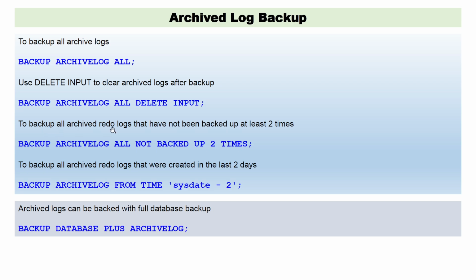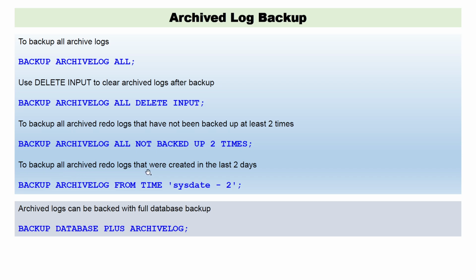To backup all archive logs that have not been backed up at least 2 times, you can say backup archive log all not backed up 2 times. So this command will make sure that there are at least 2 backups of your archive log. If there are 2 backups, it will delete the archive log.